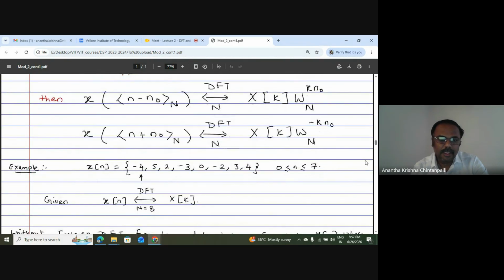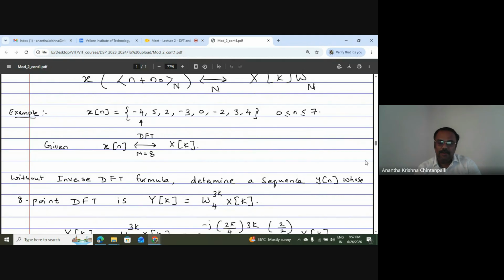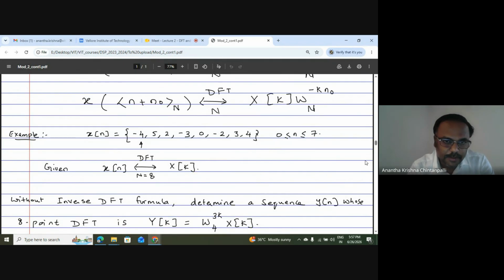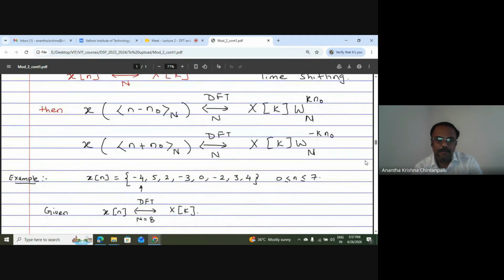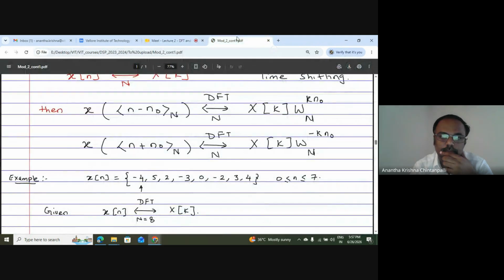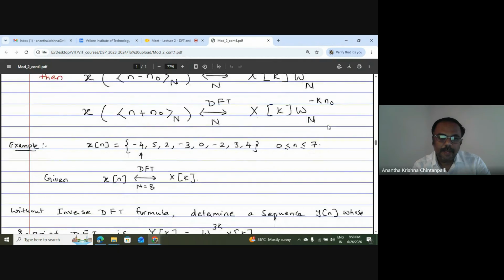Okay. All right, now let me take an example to illustrate how we can apply the time shifting property, the circular time shifting property. Okay, I hope this is clear to you. So again, x of n minus n naught modulo N, N point DFT is capital X of k, W to the power k n naught, N. So now what I'm going to do here is give you an example.